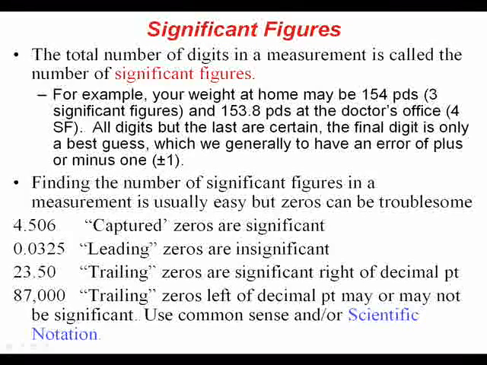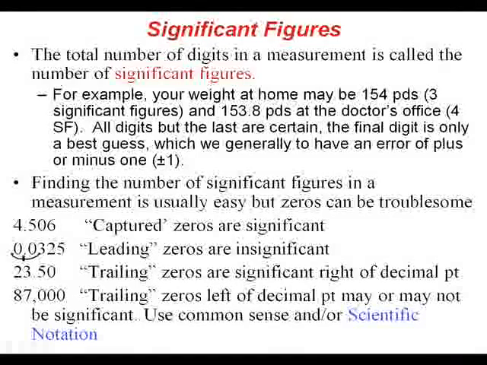Zeros are a bugaboo. So the number of significant figures are all the numbers. The zeros, we have to look at 4 situations. Captured, that means the zeros in the middle, they're all significant. Leading zeros are insignificant because they're simply telling us where this little decimal point is. These are the numbers that are significant. This has 3 significant figures.